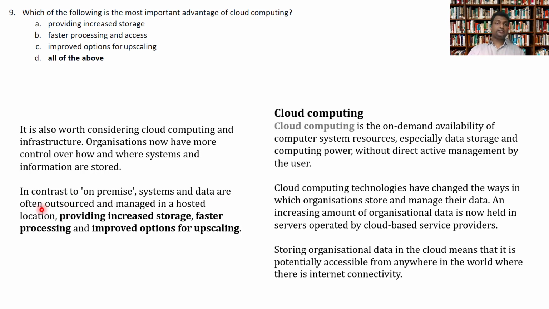So that gives the advantage of anytime when you want more storage, automatically you can get it, then later on you can pay for it. If, when and only when you need faster processing, you can get it. You don't have to pay for faster processing all the time. When you need faster processing for 1 week, you can pay for 1 week and you can get it. And improved options for upscaling.